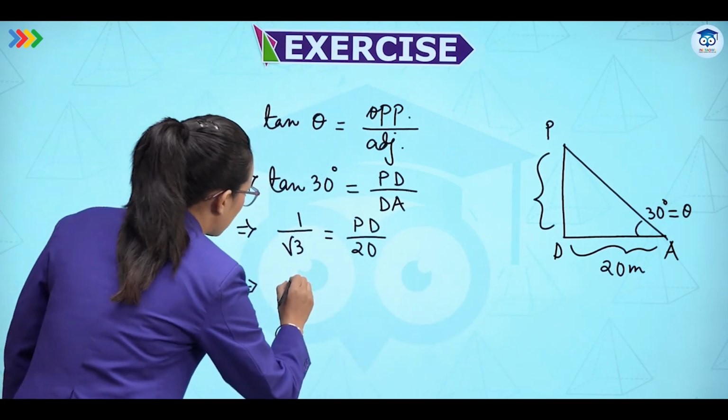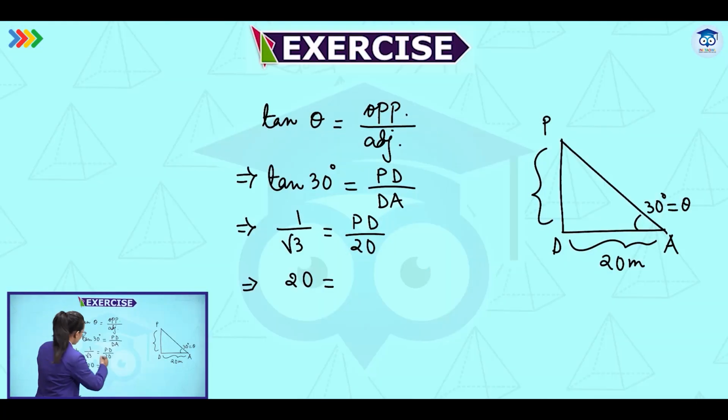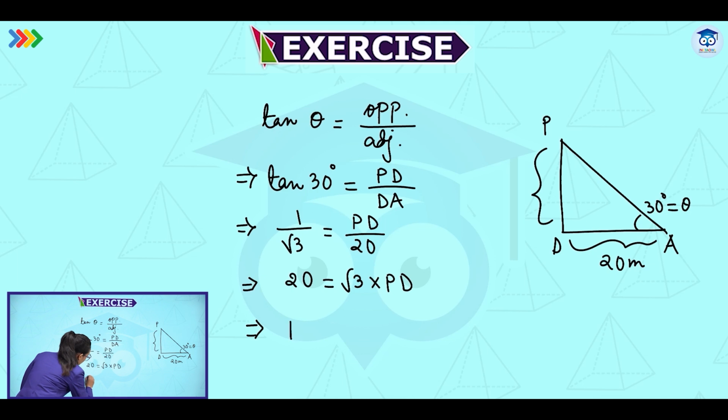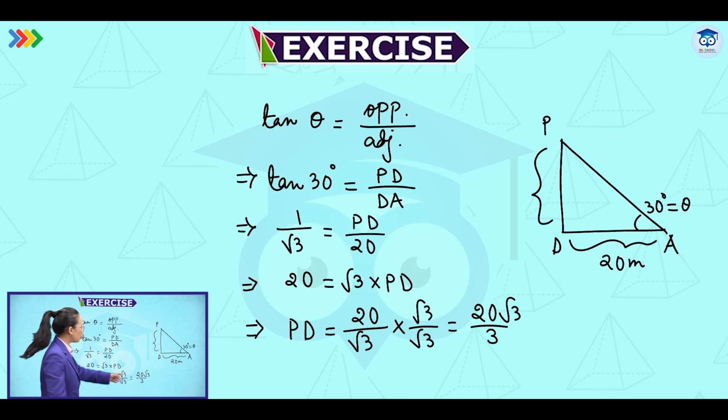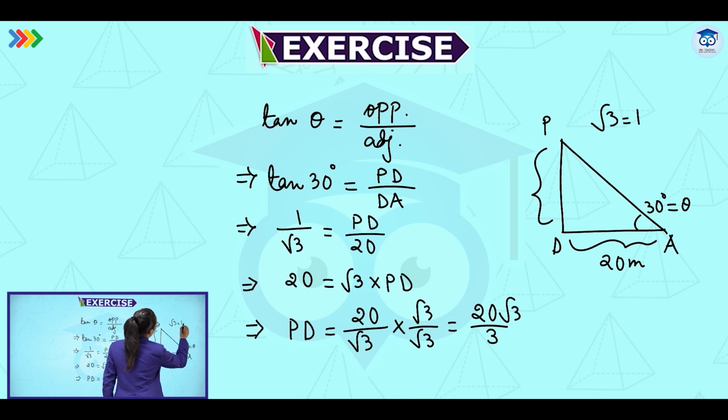To calculate this, we are going to do cross multiplication. After multiplication, we have root 3 into PD equals 20. To calculate the value of PD, you divide 20 by root 3. After rationalization, multiplying by root 3 upon root 3, we have 20 root 3 upon 3 as the value. Now we will take the value of root 3. Root 3 value is 1.73, approximate. We are calculating the approximate value.